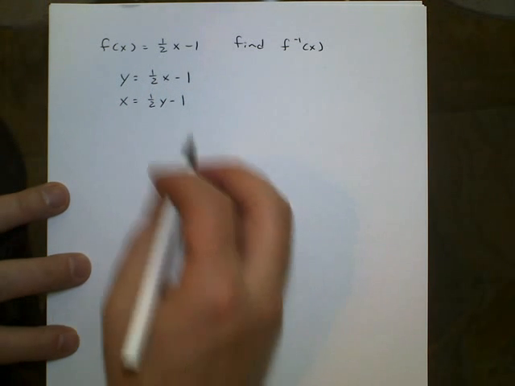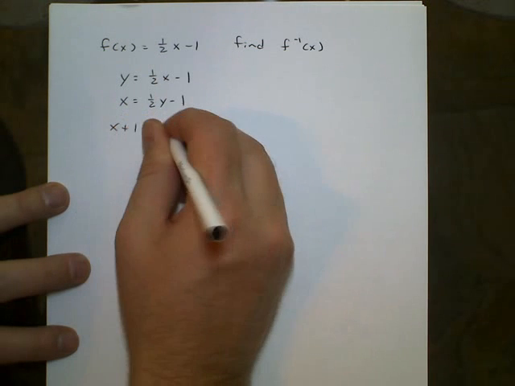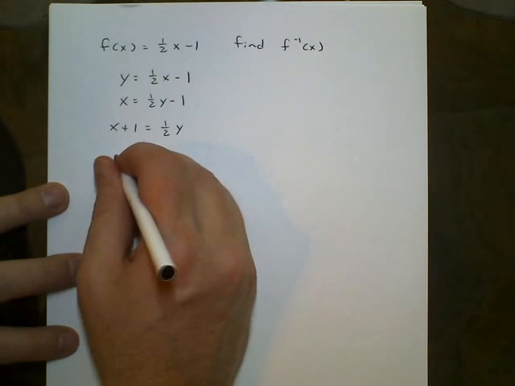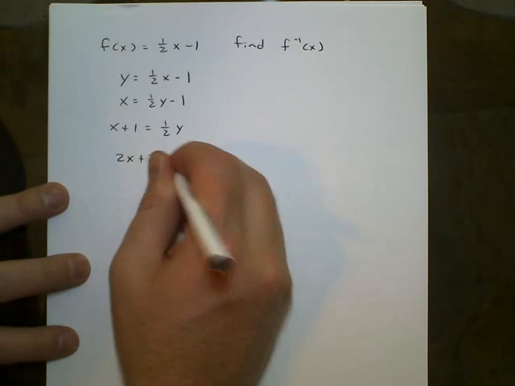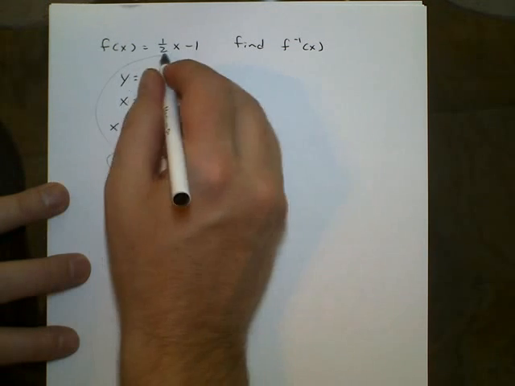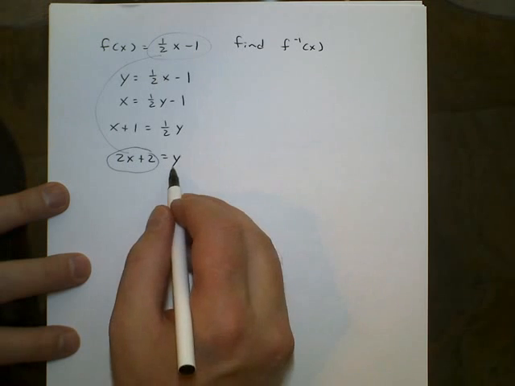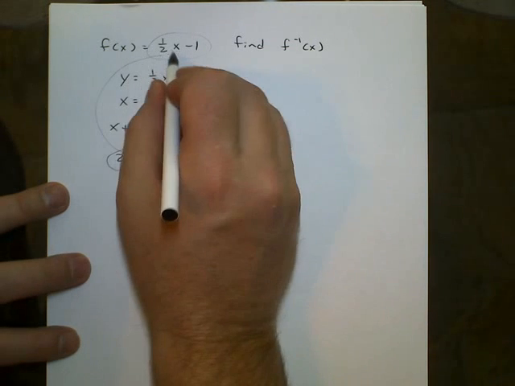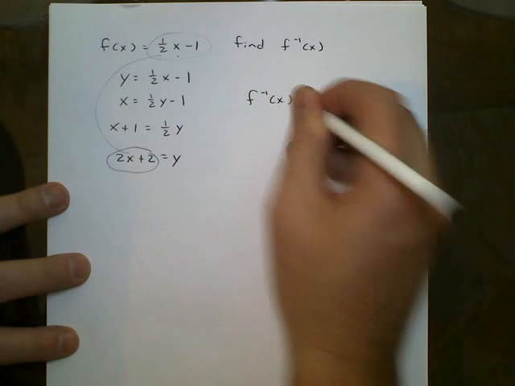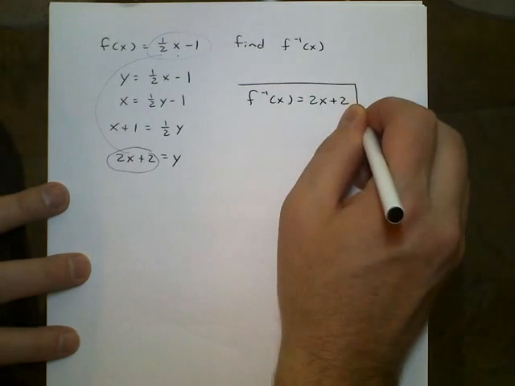So I'm going to add the 1 over. So x plus 1 equals 1/2 y. Multiply both sides by 2. So we get 2x plus 2 is equal to y. This is the inverse of the original. So then finally, to use function notation, if f of x is 1/2 x minus 1, f inverse of x is equal to 2x plus 2.